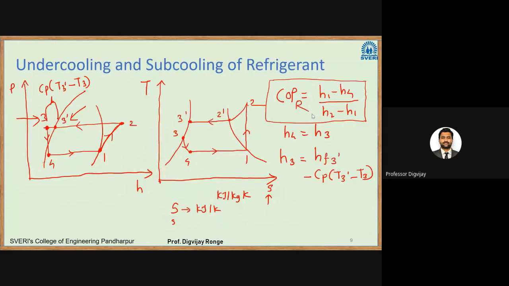And the last was undercooling or subcooling of refrigerant. So in this case, what we are doing, we are cooling the refrigerant at the end of condenser below its saturation temperature. So we get that point 3. So it is very good. It increases the life of the expansion valve. So subcooling increases the COP as well as the life of the expansion valve. So these were 5 types of VCC. I hope I have cleared.